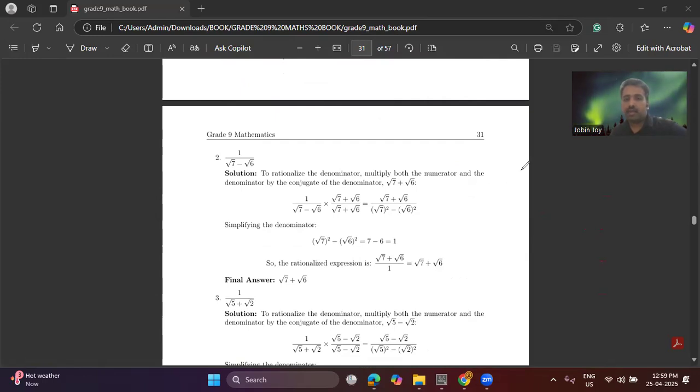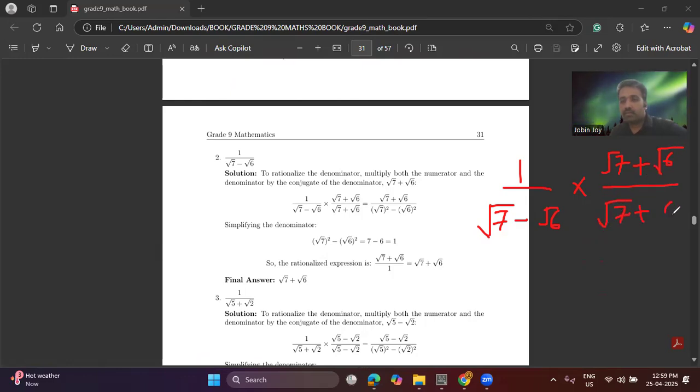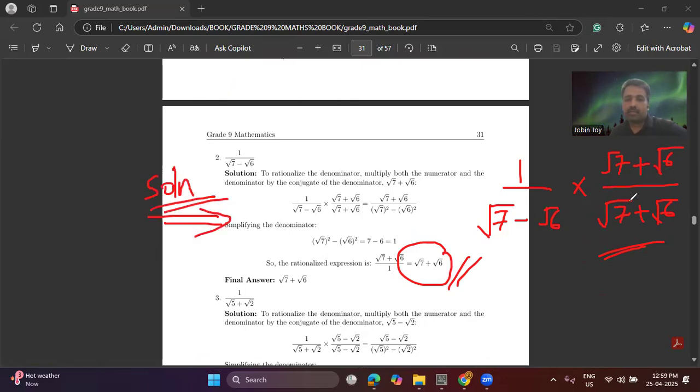So here the question is rationalization of 1 by root 7 minus root 6. Multiply with the conjugate. That means root 7, here this is minus, so you multiply with plus root 6, divided by root 7 plus root 6. Solve it and finally you will get the answer. If you have any doubt, you can refer to this solution. Apply the same steps I discussed earlier.